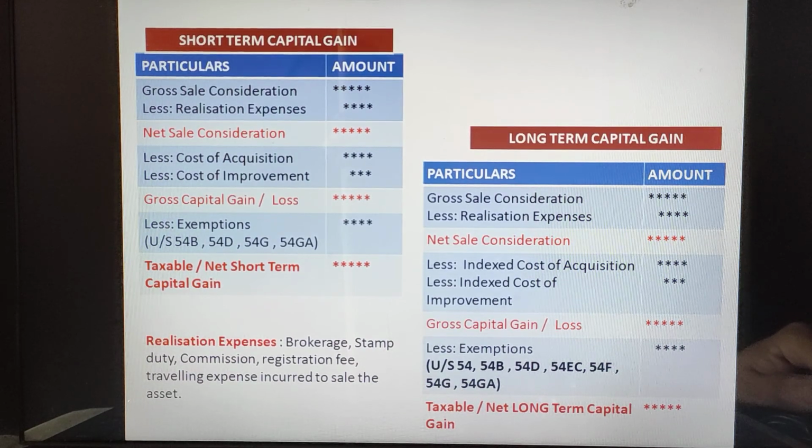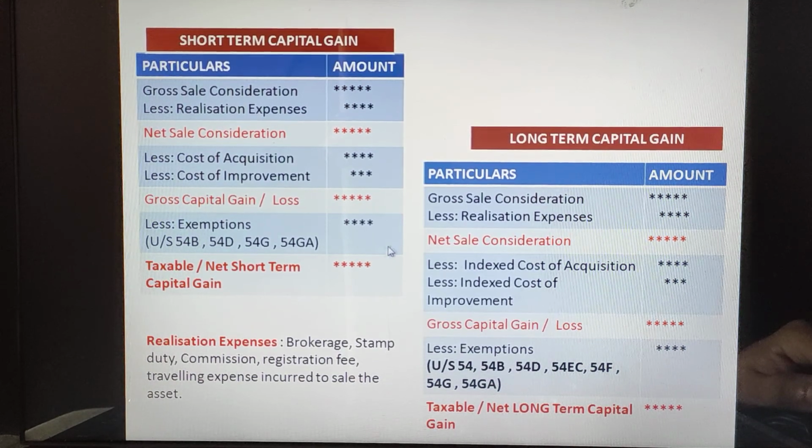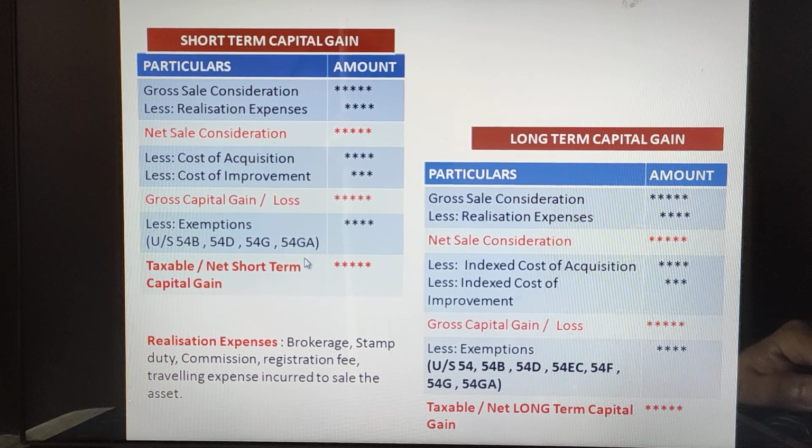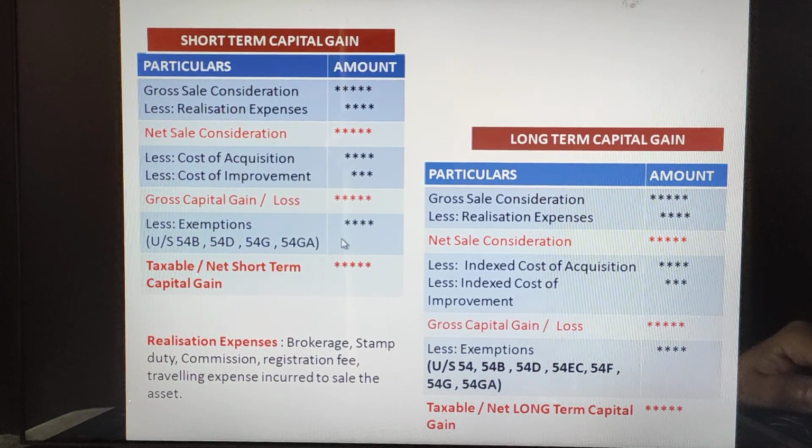And suppose the capital gain here is 60 lakhs. So you will compare 60 lakhs or 51 lakhs, whichever is lower. Which is lower here? 51 lakhs is lower. So 60 lakhs minus 51 lakhs. 60 lakhs is your gross capital gain, and 51 lakhs is your exemption after comparison. So if you minus, the taxable amount will be 9 lakh rupees. Hope this is clear to you.